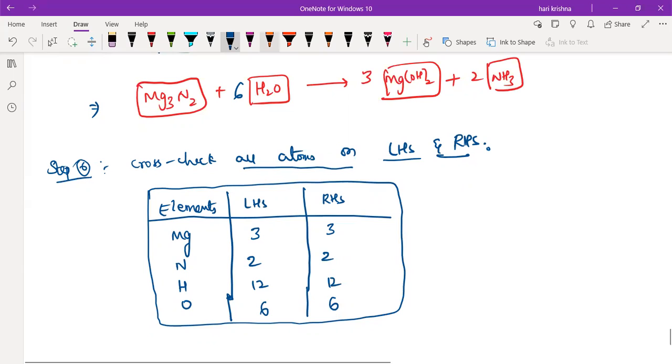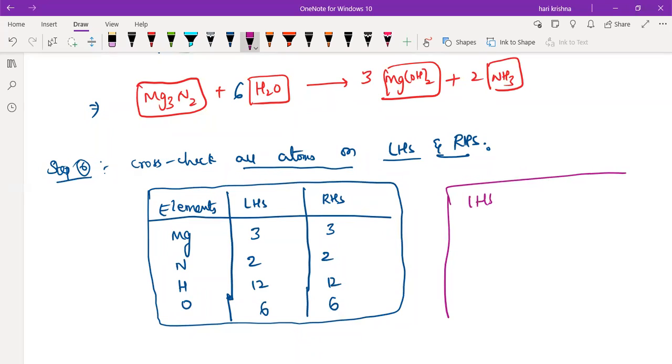See here. First we'll take LHS. 6H2O. Whenever a coefficient is there before the formula, that coefficient belongs to both, right? That means in this compound you have the hydrogens as 12, 6 into 2. You have to multiply. Then how many oxygens are there? 6 into 1, these are 6. Fine. Now we'll come back to the RHS.